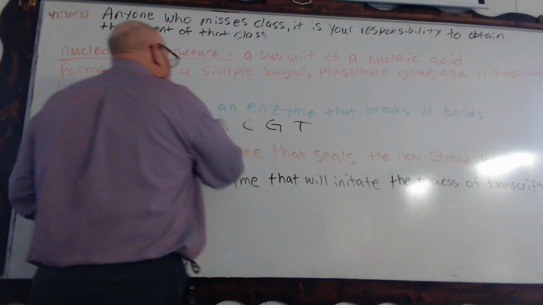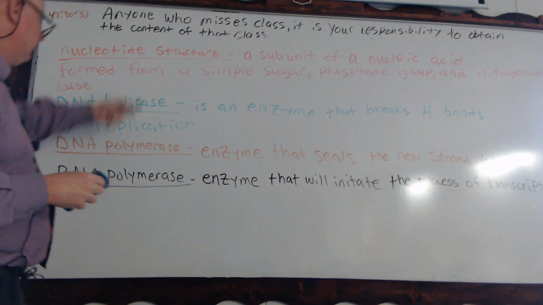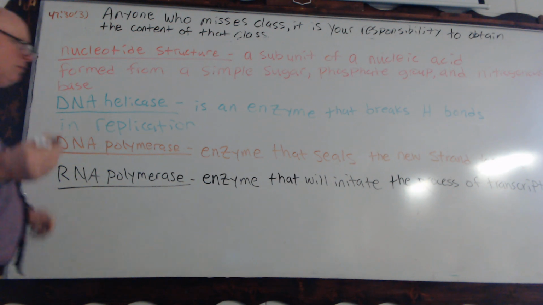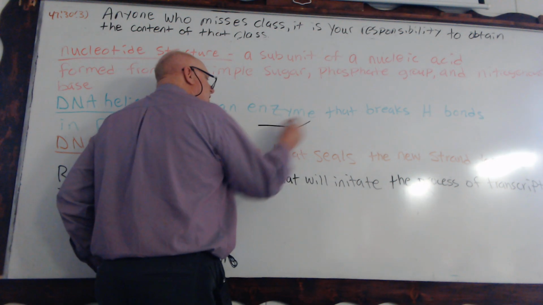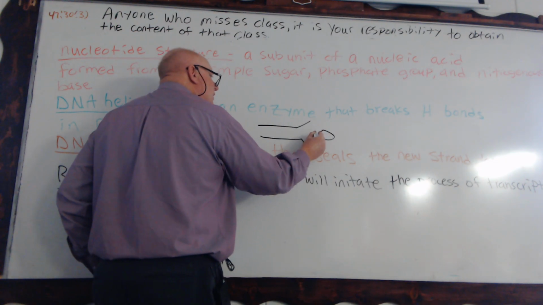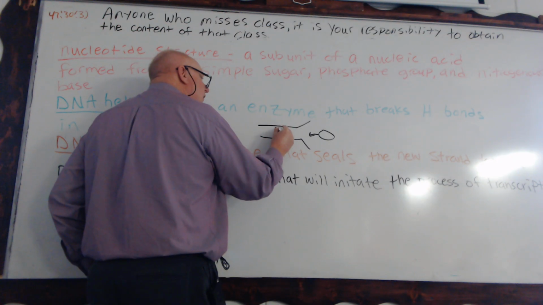Okay. So again, we had just gone over what a nucleotide structure is. DNA helicase, really what that is doing, and you probably have this written down somewhere. We talked about this replication fork. You have this circle, it's an enzyme, and what were these dots in here?